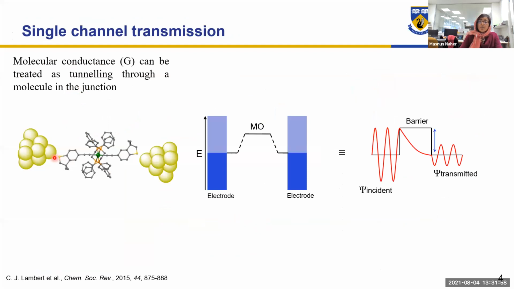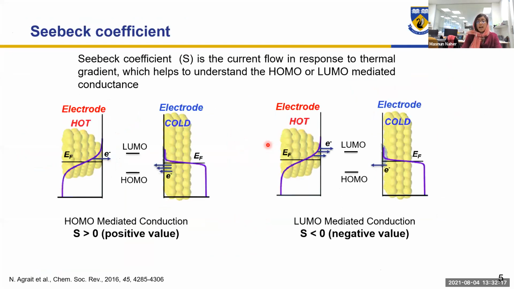Now, we can model a junction using a rectangular tunnel barrier model, where when an electron passes from one electrode to the other electrode, it needs to pass a certain barrier. And during this travel, the electron usually passes through a certain orbital of a molecule. Now, when the electron is traveling, how do you know which orbital it is traveling through? To understand this, we can calculate and measure the Seebeck coefficient. The Seebeck coefficient is the current flow in response to a thermal gradient, which helps to understand whether the electron is flowing through the HOMO orbital or the LUMO orbital.